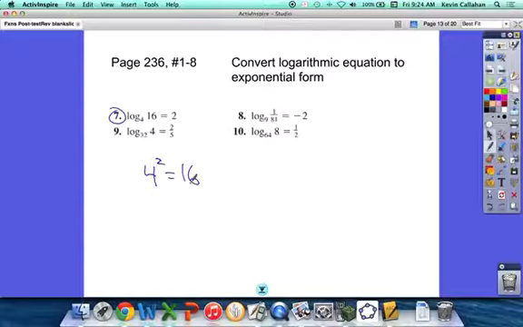Usually, for this kind of thing, to myself, I would just go 4 squared is 16, 9 to the negative 2 is 1 over 81, 64 to the 1/2 is 8. Just like that. Just a little muscle memory thing.